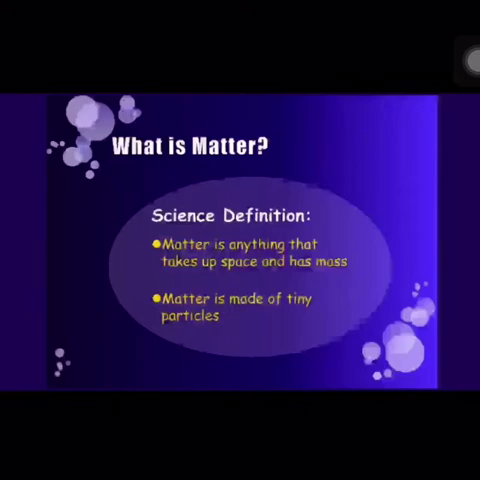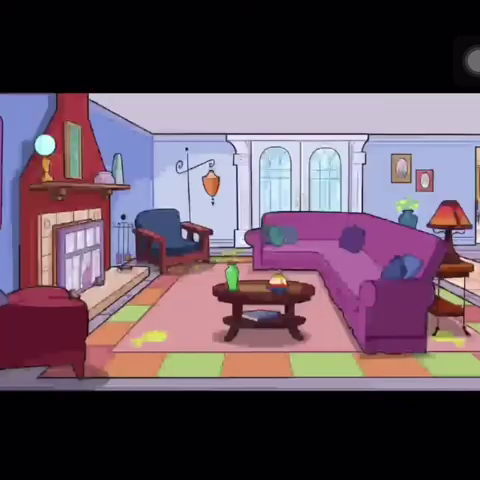Matter is anything that takes up space and has mass. Anything around you which has some weight or has mass, that is considered to be matter. So this is the scientific definition of matter, that anything that has space and have mass, that is called matter.